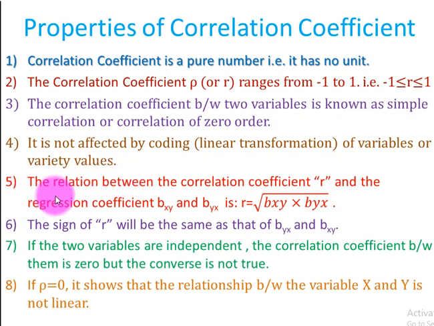The fifth one is the relation between the correlation coefficient, that is r, and the regression coefficients beta xy and beta yx: r is equal to the square root of beta xy multiplied by beta yx. So the relation of the correlation coefficient r with the regression coefficients beta xy and beta yx is that the correlation coefficient is the geometric mean of the regression coefficients beta xy and beta yx.